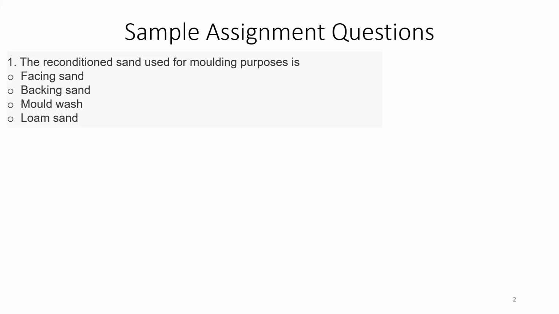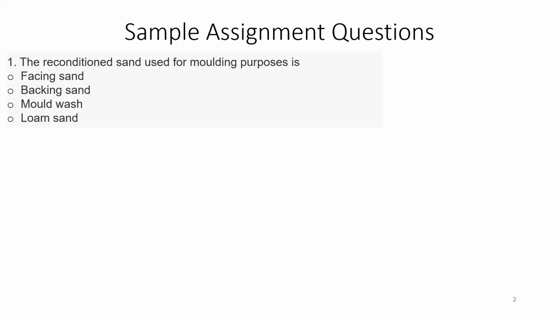Okay, so the first question is: the reconditioned sand used for molding purpose is? Your options are facing sand, baking sand, mold wash or loam sand. If you know the answer, you can type it in chat, or if you have any query regarding the questions or answers, you can unmute yourself and ask. So out of these, which one would be reconditioned sand?